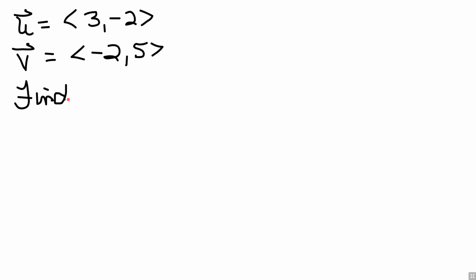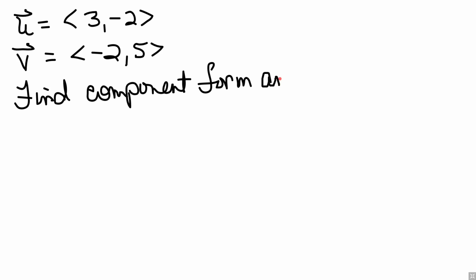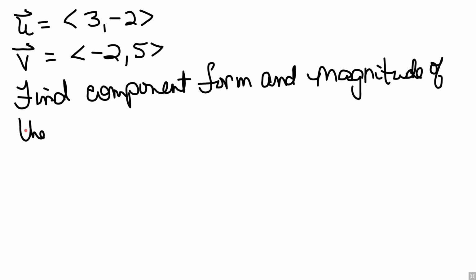Find component form and magnitude of the vector. Okay. Now, we're not going to do it of the given vectors. We're going to do some operations on them. So the first vector that we're going to deal with is -2 times vector v.